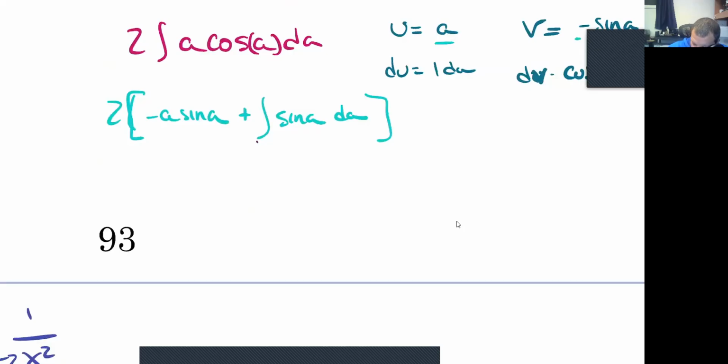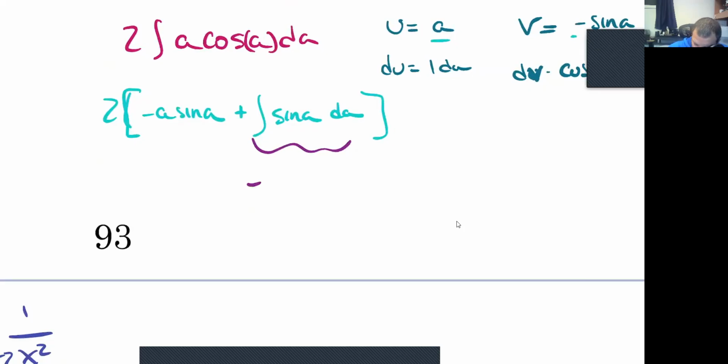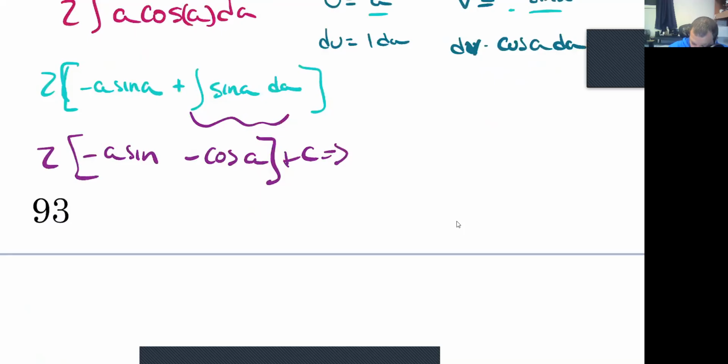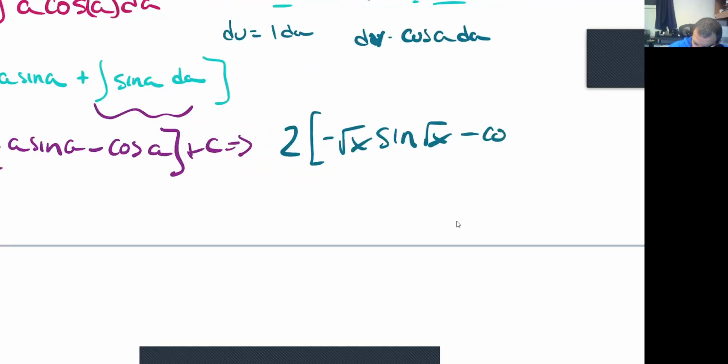All right, so the antiderivative of the sine of a is just negative cosine of a plus a constant. We have a negative a sine of a, all times 2. We can actually put this in here. And then let's just plug back in what our a was. So we're going to have 2 times negative radical x sine of radical x minus the cosine of radical x plus a constant.